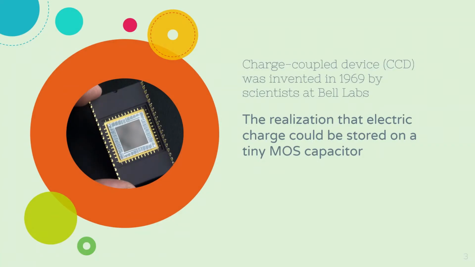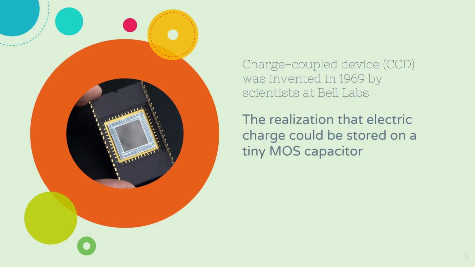It began with the invention of the charge-coupled device by scientists in Bell Labs. It's a prevalent technology for capturing images, from digital astrophotography to machine vision inspection. The CCD sensor in itself is an analog device, but the output is immediately converted to a digital signal by means of an analog to digital converter. The discovery was 50 years ago, which is not too long ago, when the realization came that electric charge could be stored on a tiny MOS capacitor.